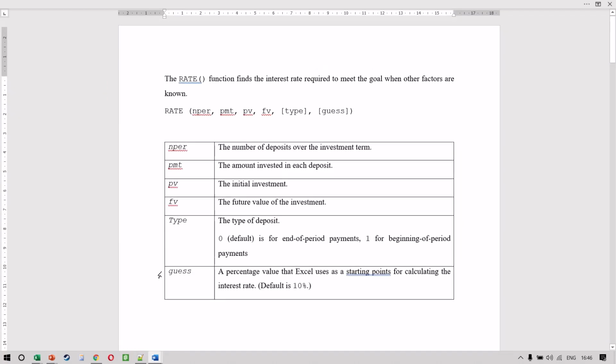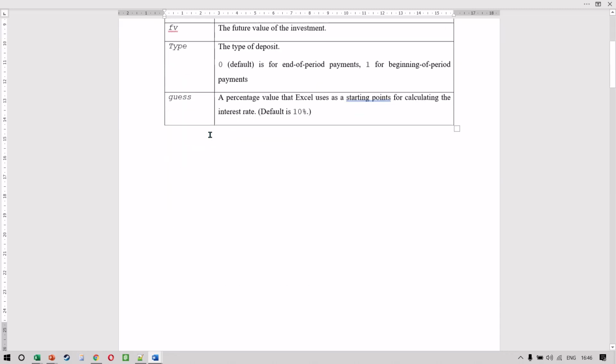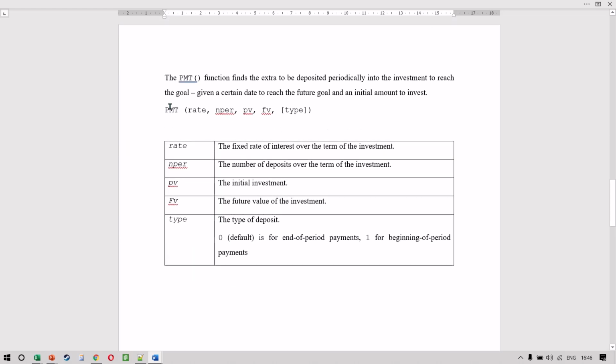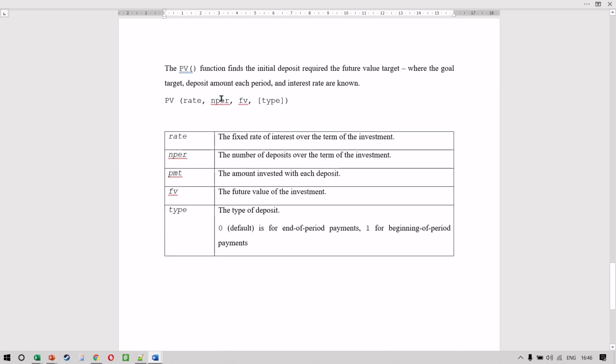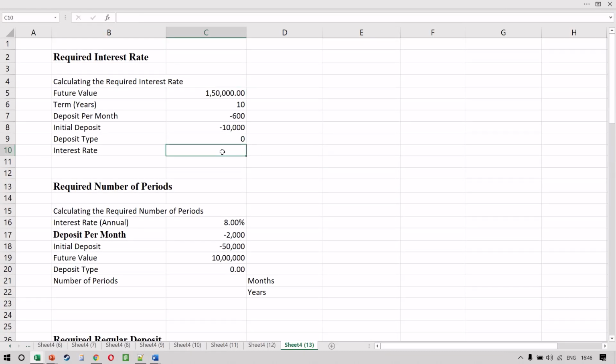So a quick hop over to the function arguments. We use the rate function, then we use the NPER function, we have the PMT function, and then finally we have the PV function. So let us start with the first one.